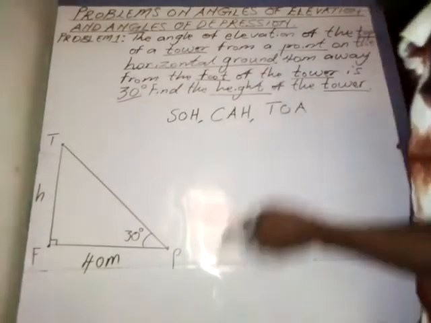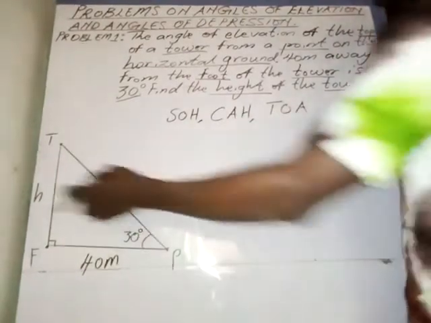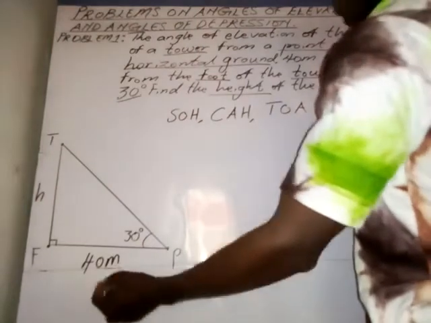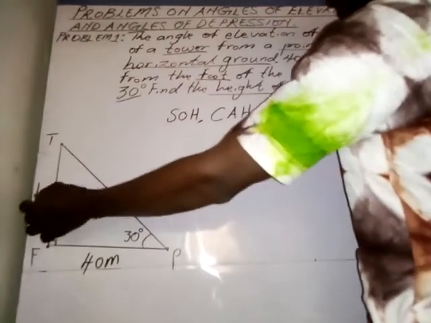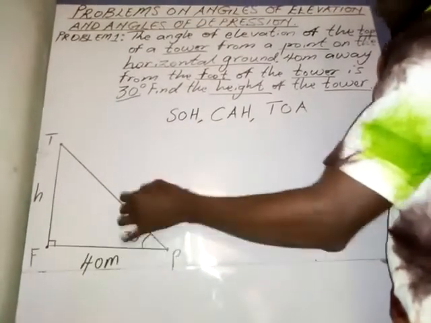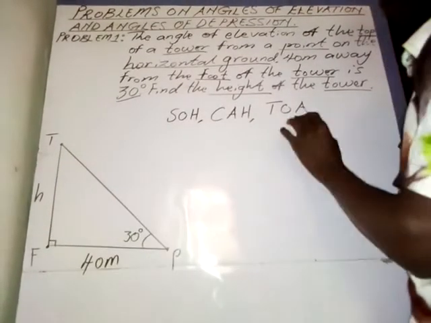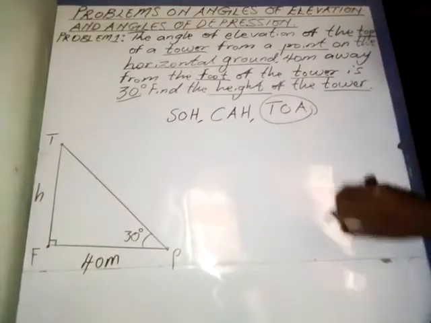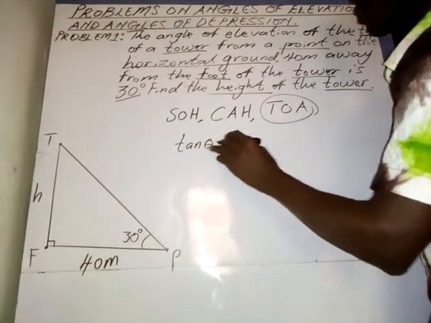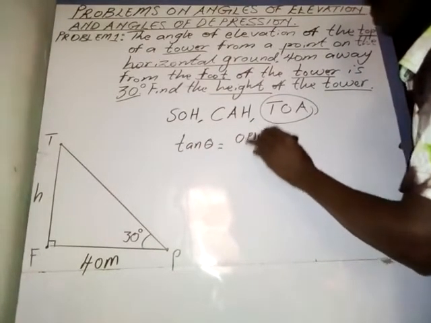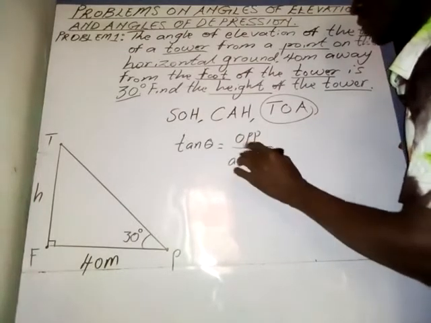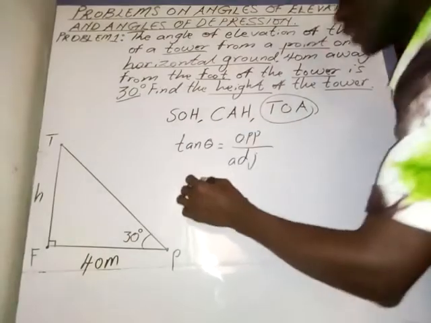So looking at what we have here, which one among these are we to use to determine the height of the tower? Here we have the adjacent given and the opposite is what we want. Then we have the included angle, or the angle of elevation. So we can make use of TOA. Here we have tan theta equal to opposite over adjacent.